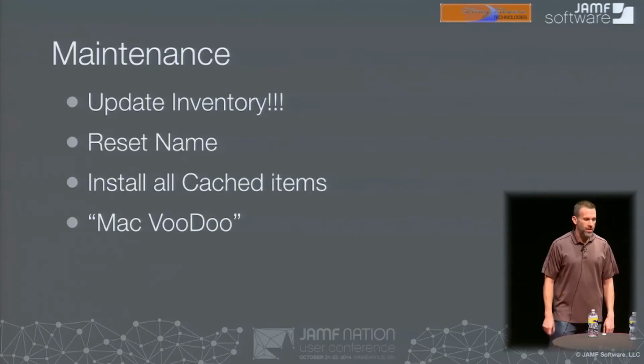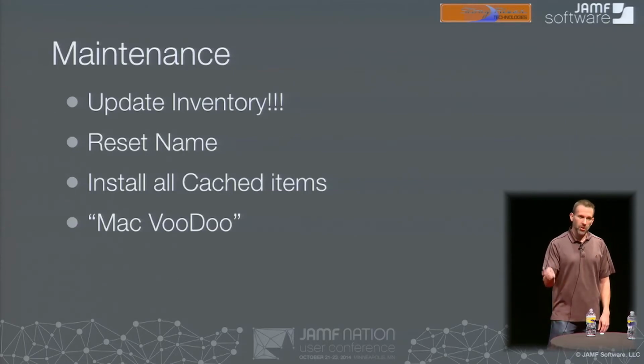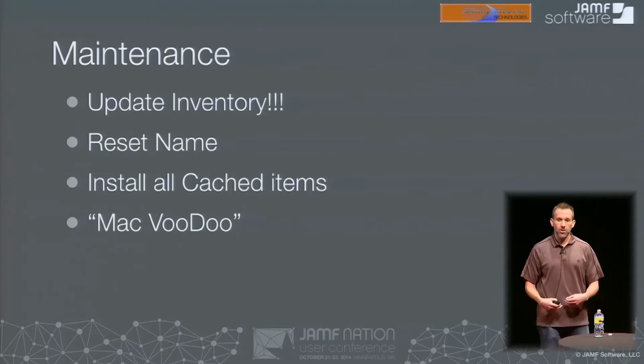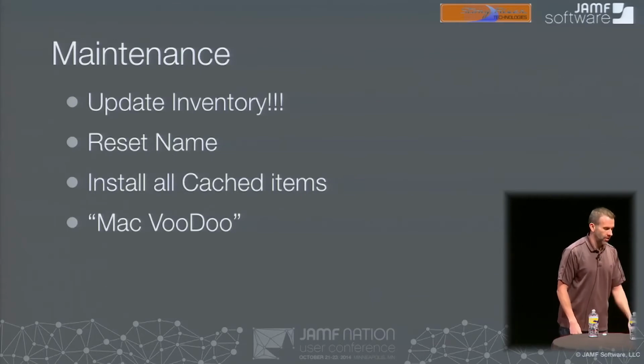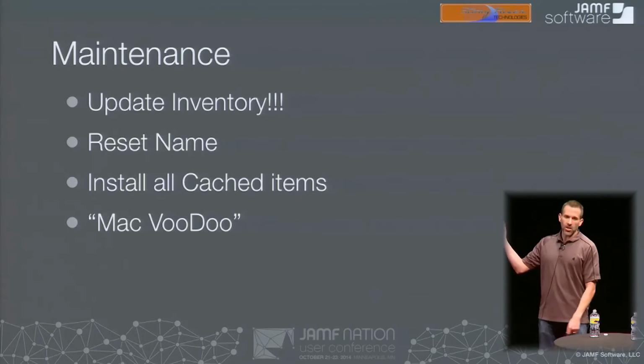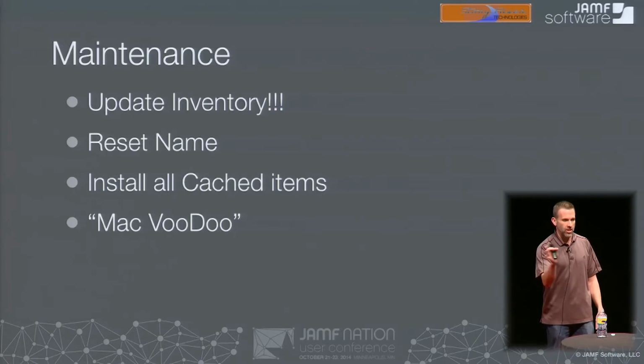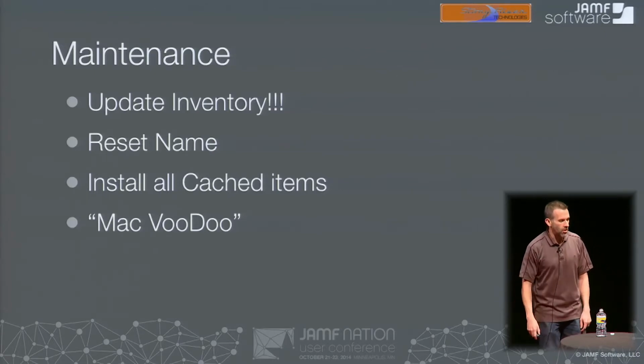There is an option for reset name. So we can actually force a particular name of a device coming from the JSS. Pretty nice. Only recently, until iOS 8, did you have that option for forcing a name on an iOS device. We can install all the cached items. If you have a bunch of policies just caching, you can go ahead and blanket install.